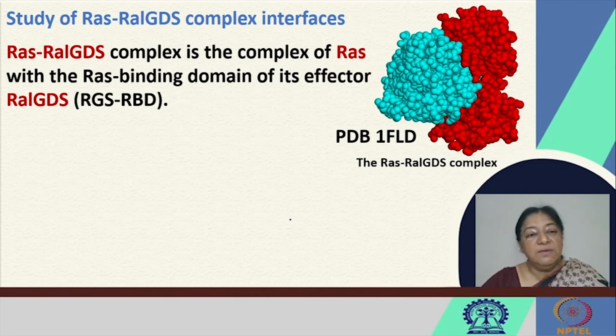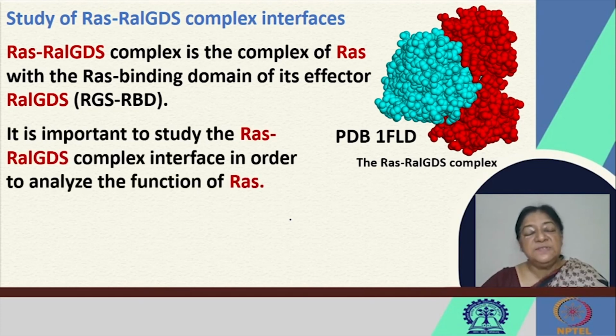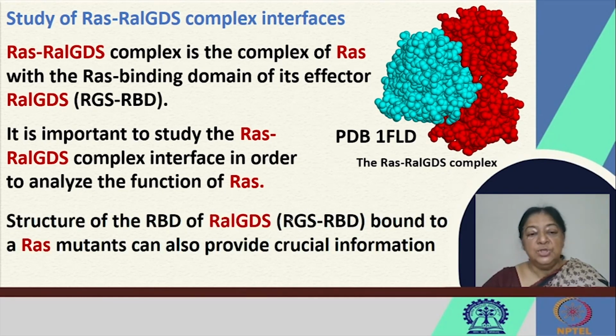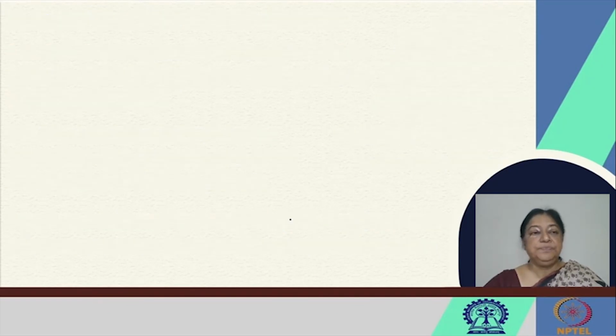So when we are looking at the RAS binding domain of its effector, we are looking at the interface. The complex interface gives us an important platform to study and to analyze the function of the protein and to know where to target it to stop any aberrant protein-protein interactions that are going to lead to disease. So the structure of these bound complexes, bound to the mutants even, can also provide crucial information required for the development of drugs against this RAS protein.